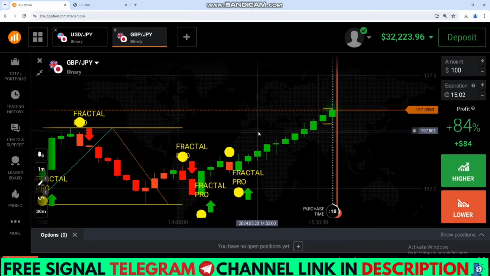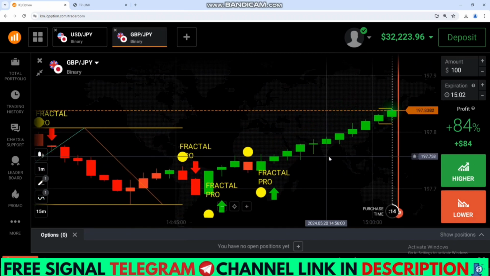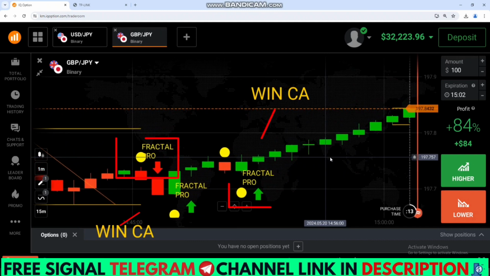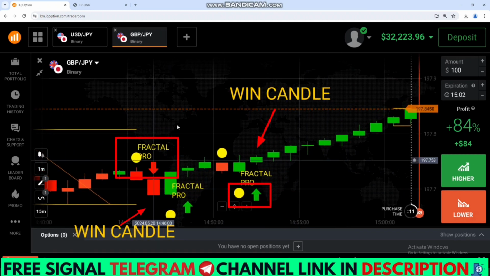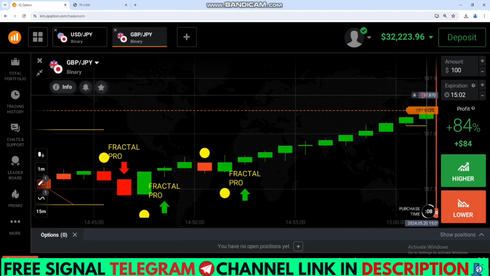Now let's explain the confirmation. Here the yellow dot means ready for signals, and the buy sell arrow means confirmation for placing the trade. Hope you understand. For a better understanding, don't skip the video, watch my live trades.